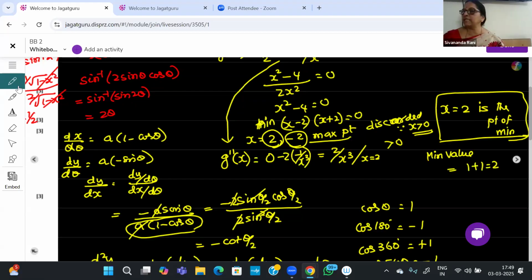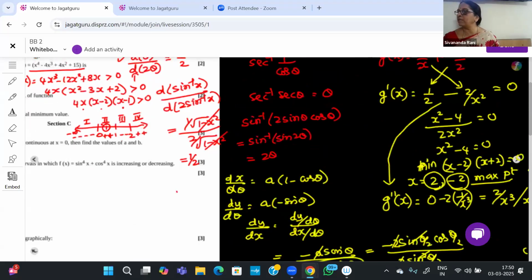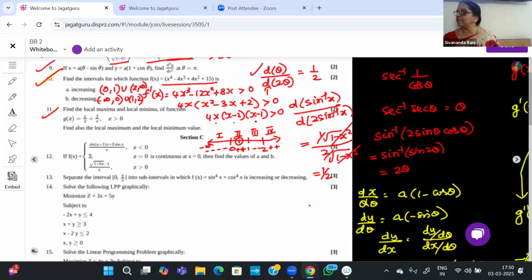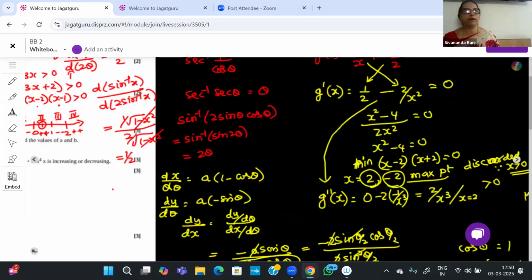How many of you got this right? Surprising. Surprising that not many of you got this. Hope you understood. Could you copy them?